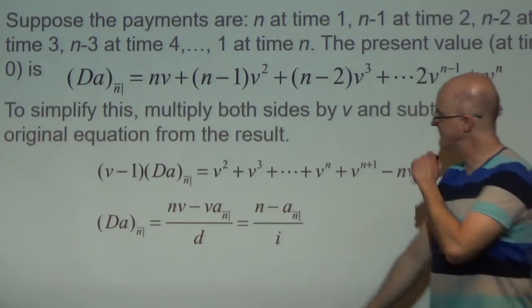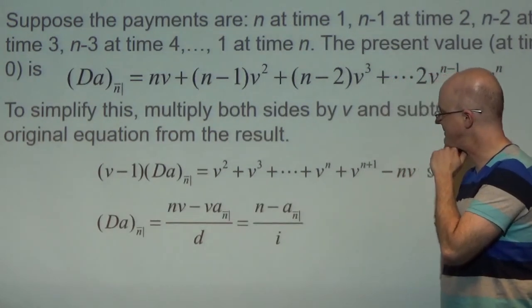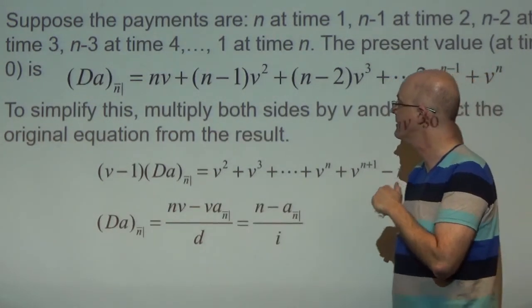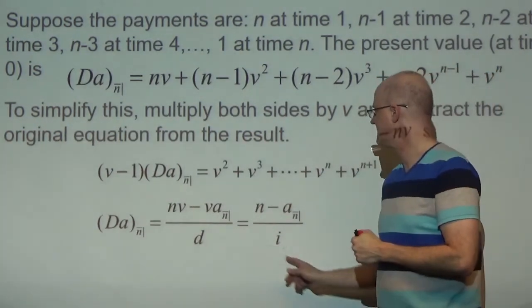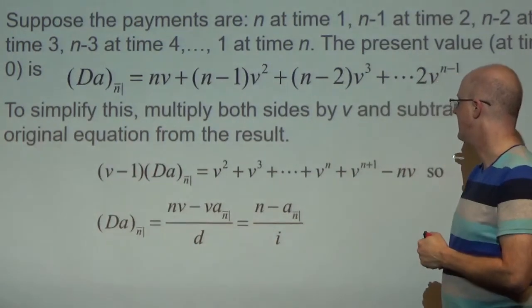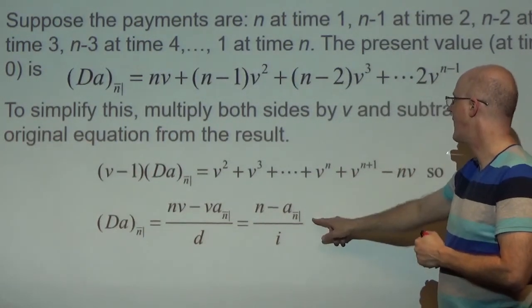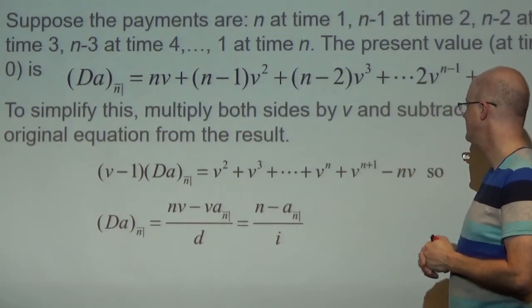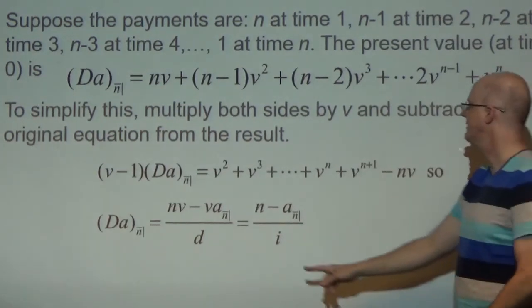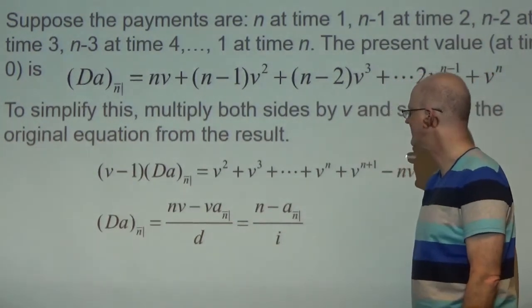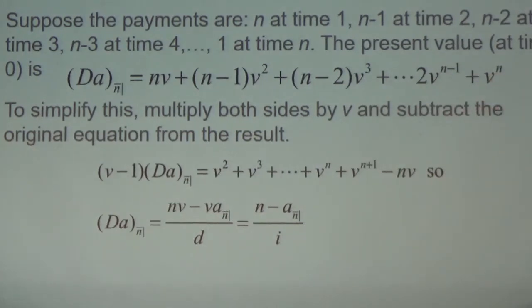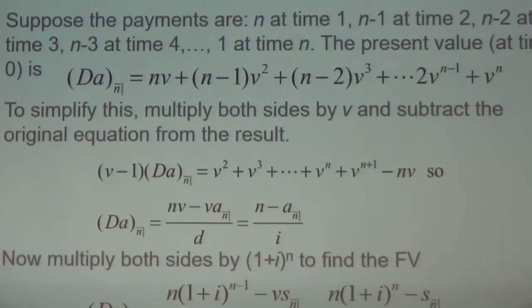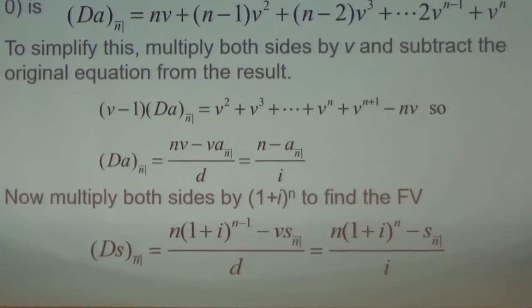You can divide both sides by v minus 1 and multiply both sides, top and bottom, by negative 1. Remember that d is 1 minus v. To get either one of these equations, this is the more common way to write it, right there. To get from here to there, I multiplied the top and the bottom by 1 plus i. And you can find the future value by multiplying everything by (1 plus i)^n.